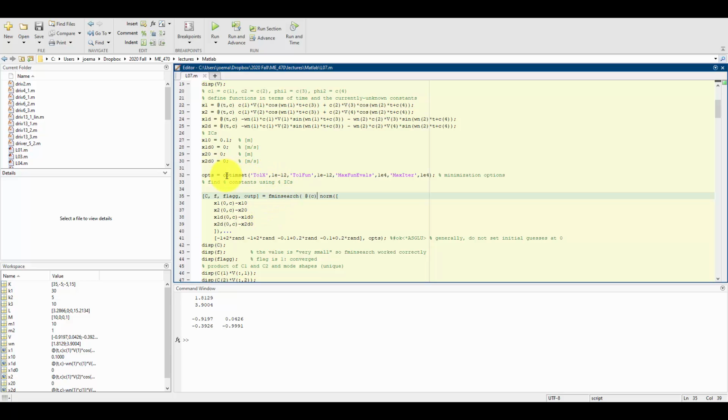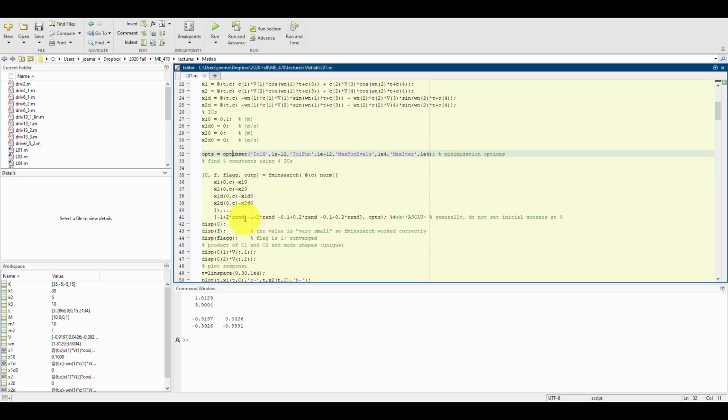Now I'm going to put some options in here when I do my minimization. I'm making the tolerances lower than normal and the iterations higher than normal. So TolX defaults to, I think, 1 times 10 to the negative 6. I'm making it much smaller. The function tolerance is also much smaller, and more evaluations, more iterations, just to make sure I'm going to find a good value when I do my minimization.